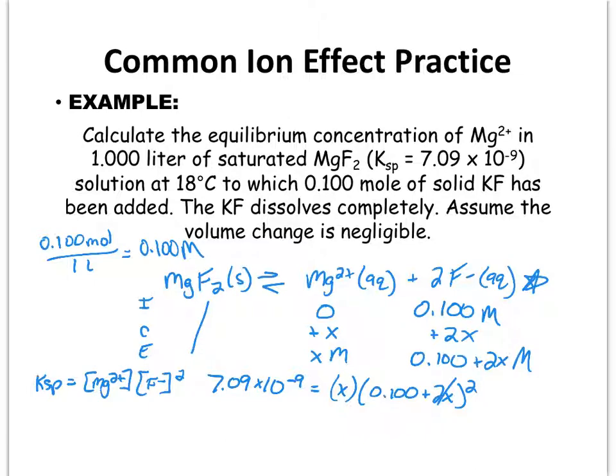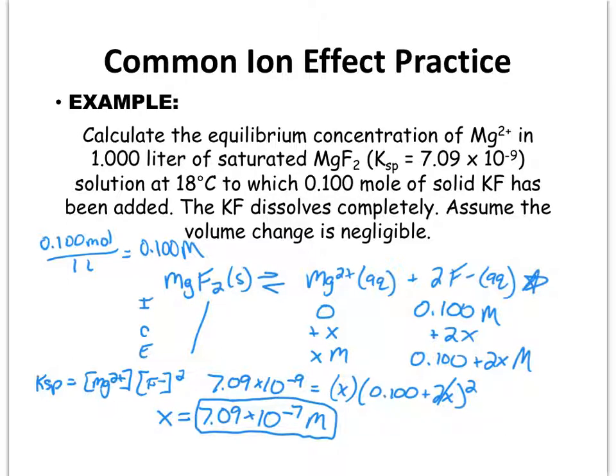So when I solve this for x, and you can go through and do the math, remember, don't forget to square your 0.100. When you actually solve this, you should get 7.09 times 10 to the minus 7th molar. All right, and because they're asking for the concentration of the Mg2+, according to my ICE table, the concentration of the Mg2+ is x. So now that I found x, I know that that is the concentration of my Mg2+.